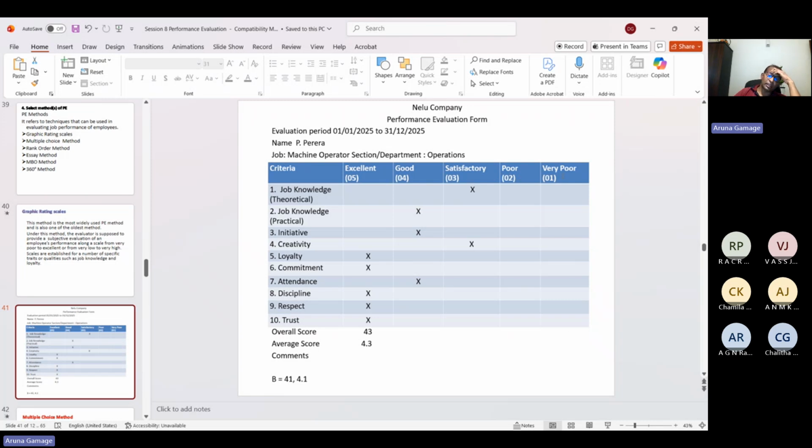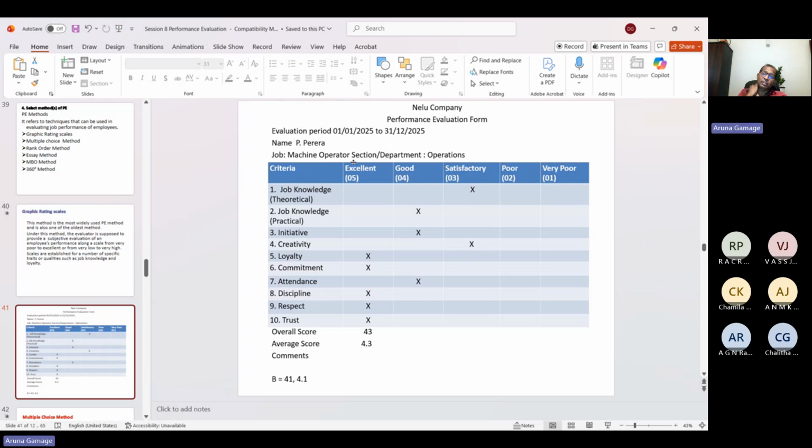There are several criteria used: job knowledge theoretical, job knowledge practical, initiative, creativity, loyalty, commitment, attendance, discipline, respect, trust. Evaluation has been made for the employee Perera, who is working as a machine operator in the Department of Operations. What is the evaluation given by the evaluator to Mr. Perera with regard to theoretical job knowledge?